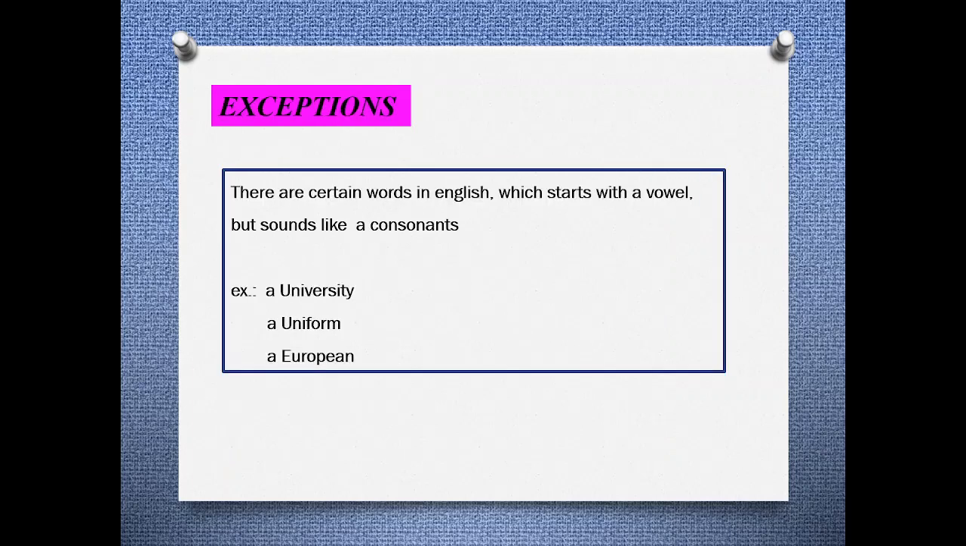There are certain words in English which start with a vowel but sound like a consonant. A university, a uniform, a European. We are not saying "ee-uropean". The "yu" is a consonant sound, so we are starting it with "you". That's why you are using "a" here.